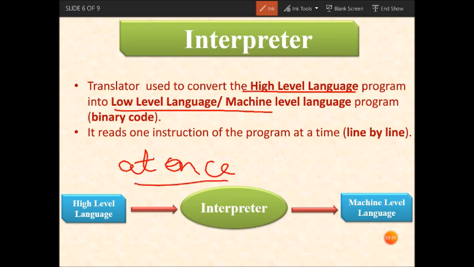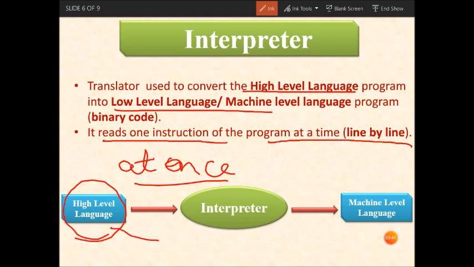but interpreter reads one instruction of the program at a time. You can see here, high level language is converted by the interpreter into the machine level language.